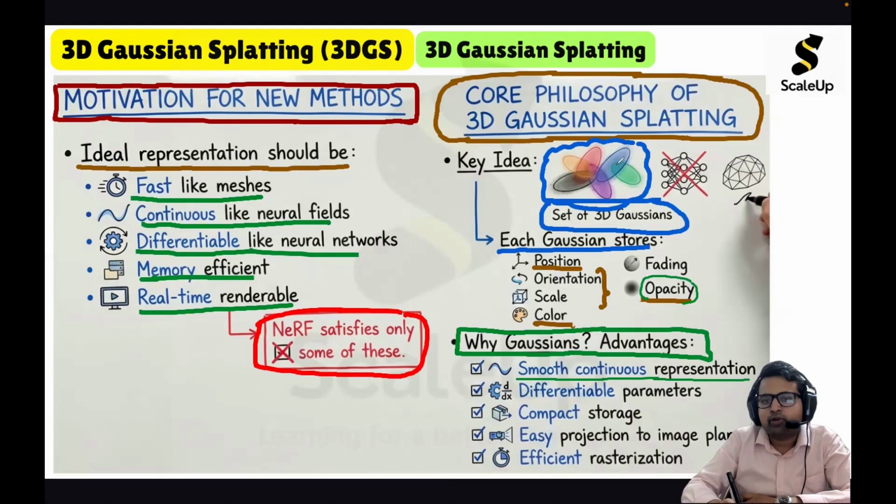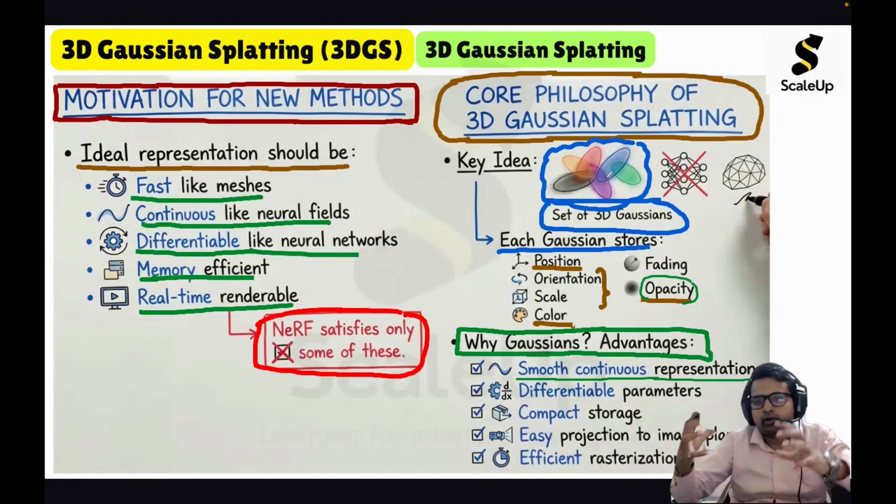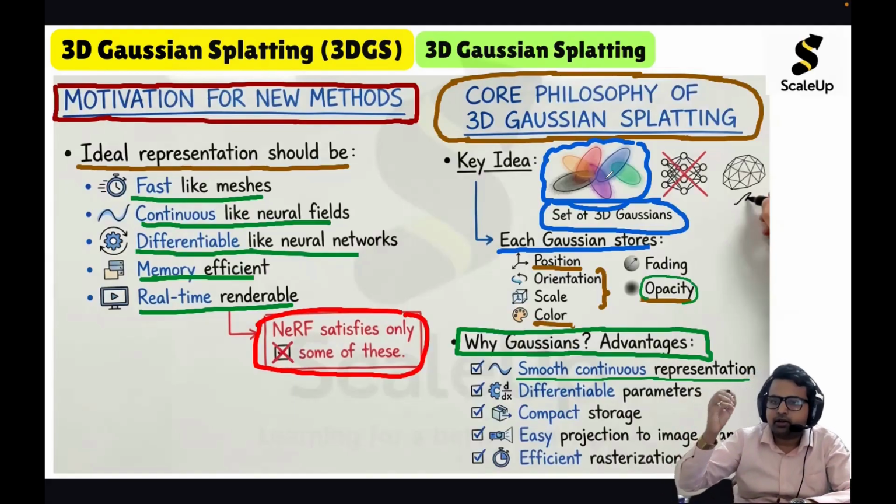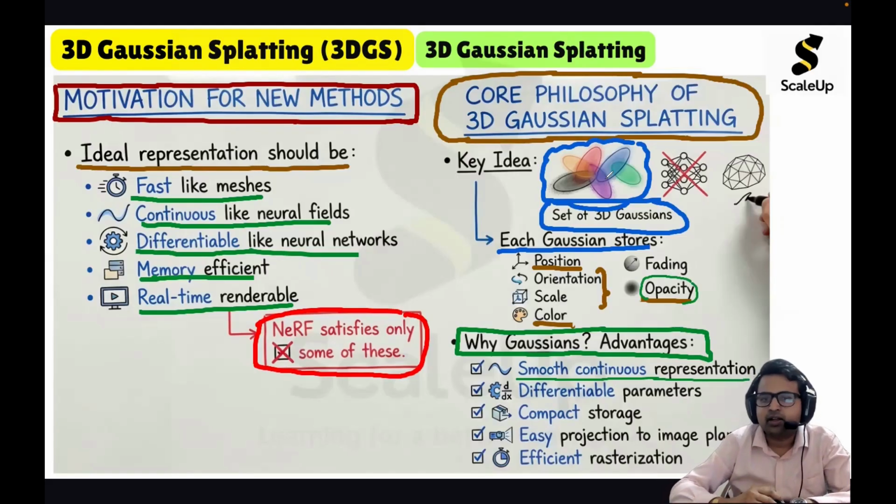Because green, we want it to be invisible wherever the overlapping is happening. And because of that, no spaces will be there. Unlike in geometry, when we were using the explicit representation, the geometries, there we saw that it was discrete in nature. But here, because of these 3D splats, we have a smooth continuous representation. Since it is continuous, we have differentiable parameters, compact storage, because we can store one data structure, since we are just storing numbers. So compact storage, easy projection to image plane, and efficient rasterization.